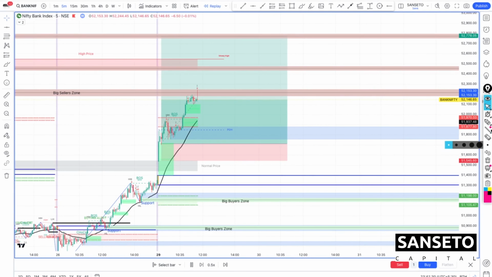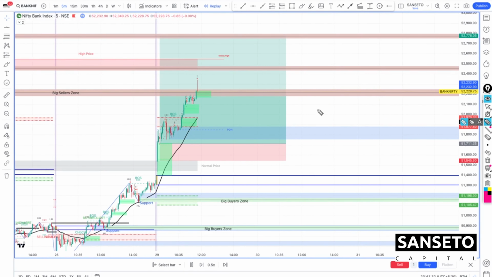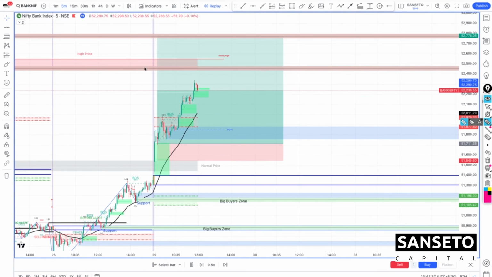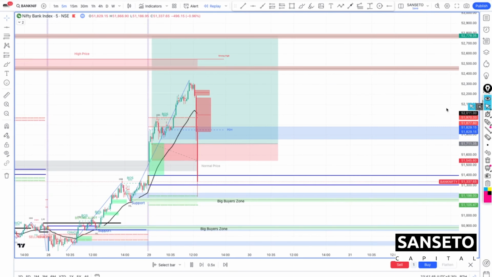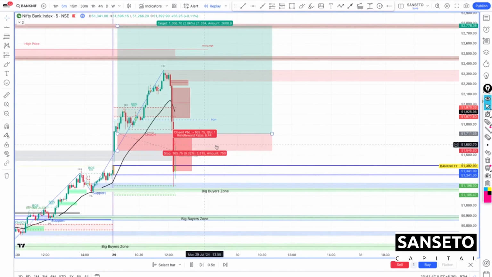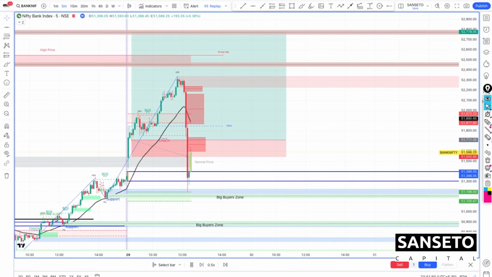So the market can reverse at any point in time. Okay, but according to our indicator, these are the targets, these are the orders. The buyers will try to take these orders only. Okay, so now you can see the market is reversing in between. Yeah, see, this is a huge movement, this is a nice movement.